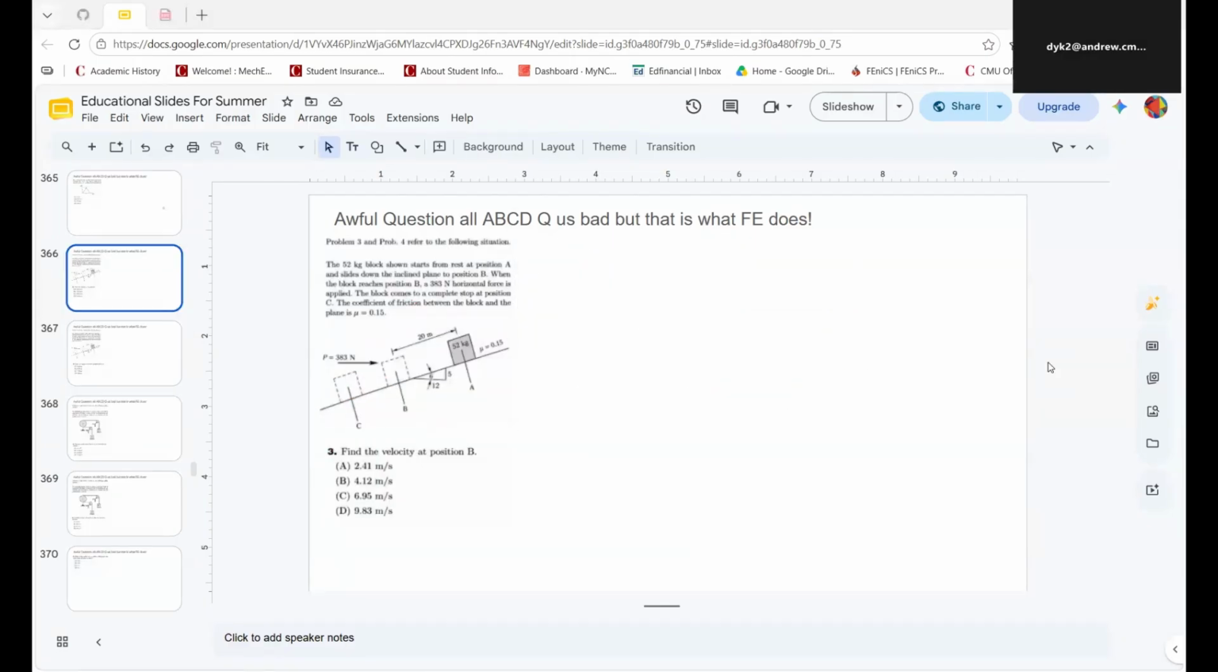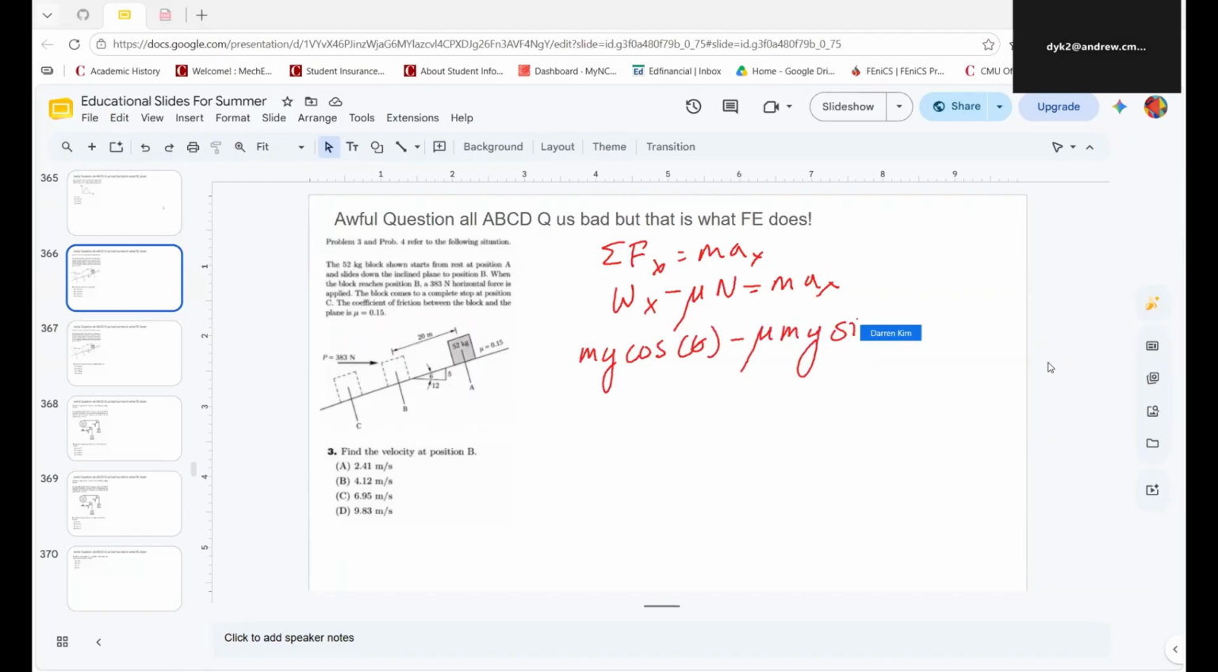The way we'll do it is first we'll get the summation of Fx, which is max. With that said, that would be the weight in the x direction minus mu N equal max, right? So this over here is mg cosine theta, and then we're doing minus mu mg sine of theta equal max. What does this give me? Well, this gives me the whole thing. You just have to solve for it now, which over here is a 12, 5, 13 triangle.